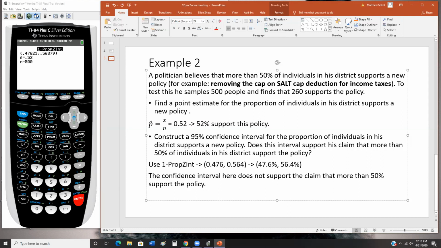All right, class, those are the two examples. So here's the thing. Danny, it could be greater than 50%. Sure, it could be as high as 56.4%. Absolutely. But it could also be as low as 47.6%. So there's no way to say for sure that it's greater than 50% of people, because it can be any of those values in there.